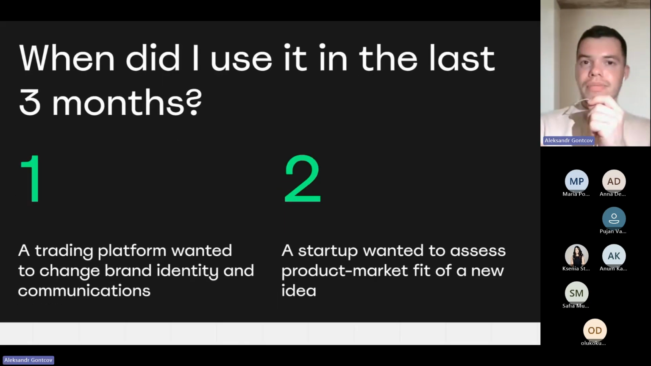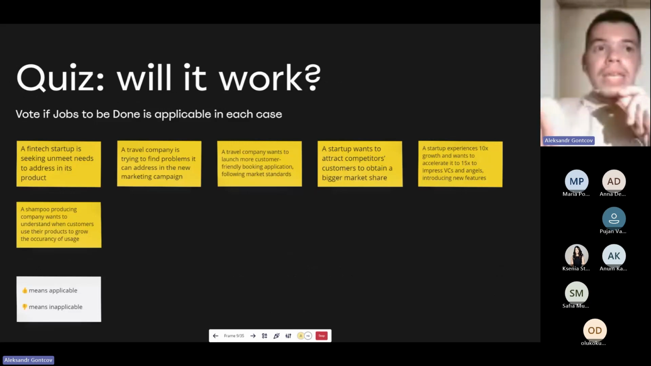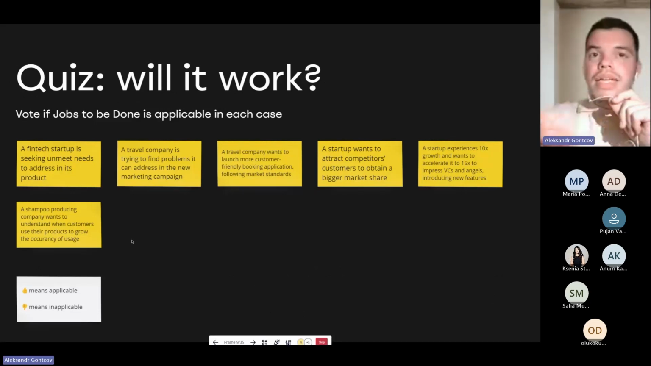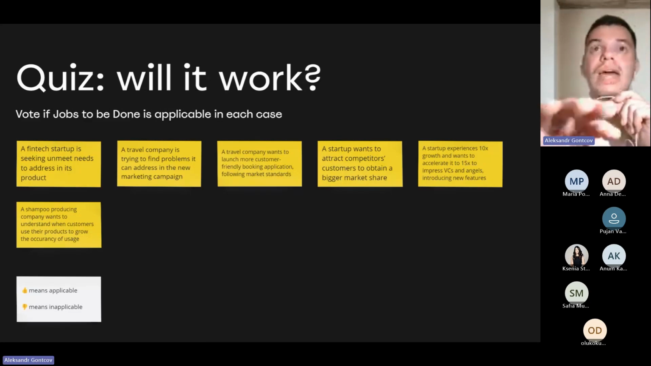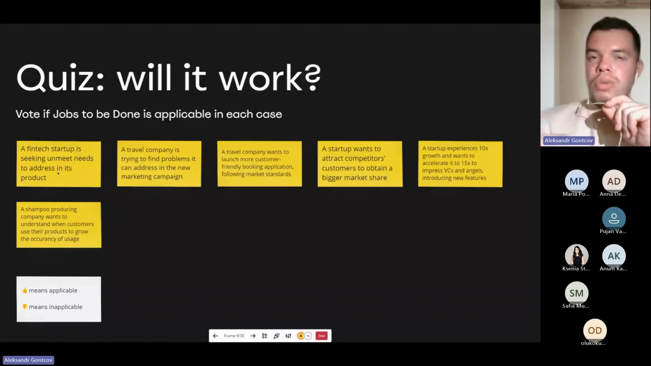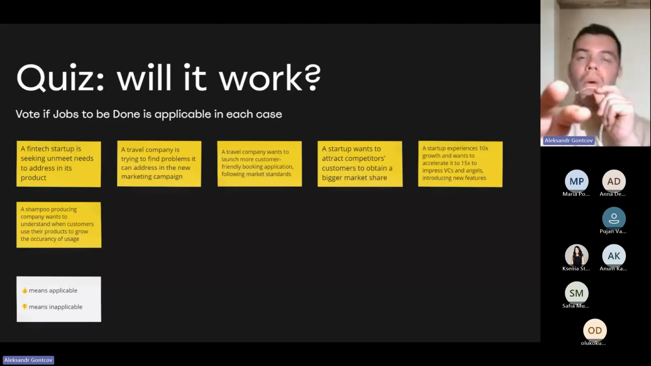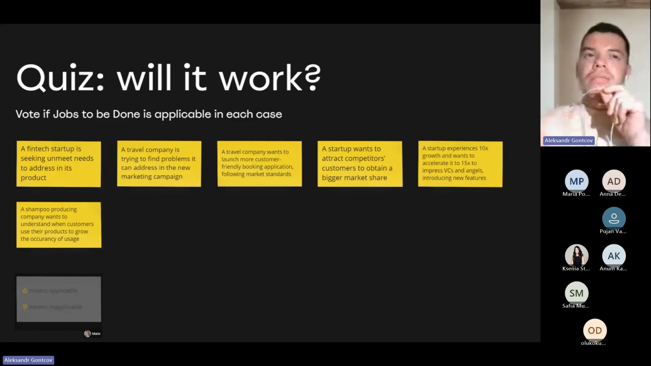Okay, I have a little quiz here for you. And again, if you have access to the Miro board, please go there and vote. Example: a fintech startup is seeking unmet needs to address in its product. Do you think jobs to be done will work well in this case, or do we have other tools and instruments to better address this?